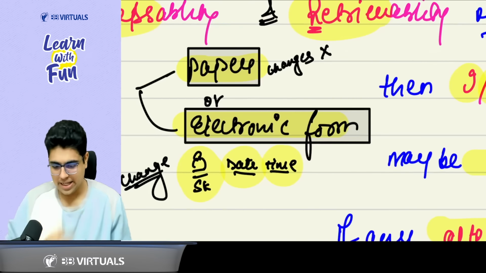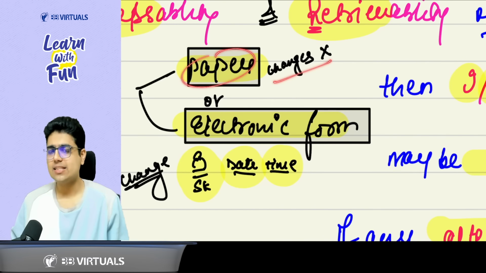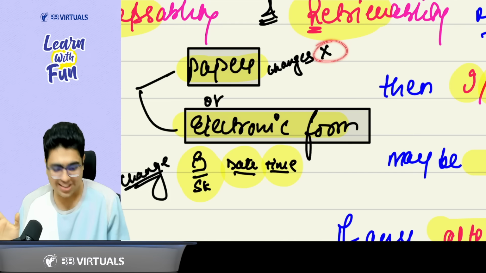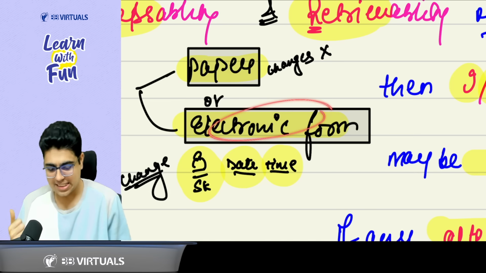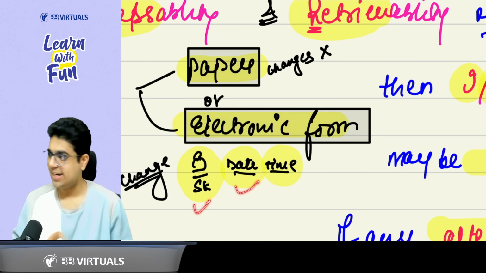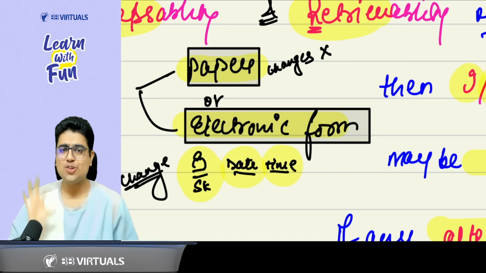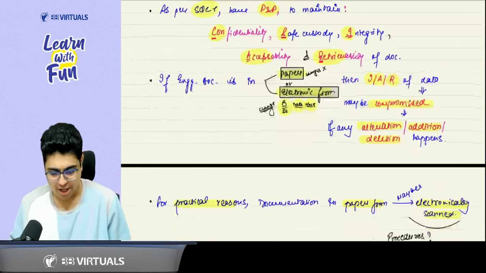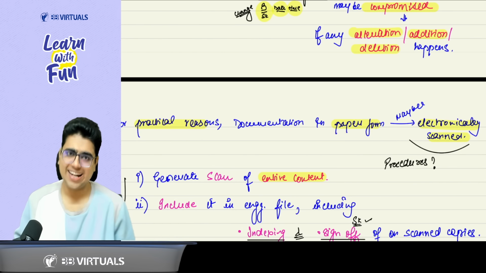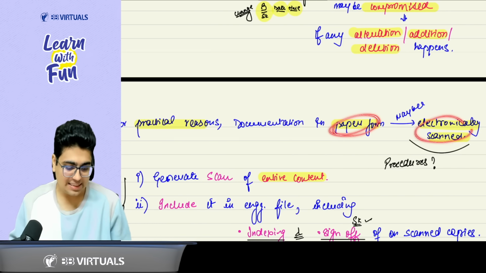Acha, tell me one thing. If in paper form I do any changes, will you get to know? No, sir. You will not get to know who did the changes or what were the changes done. But if I do any changes in the electronic form, now you will get to know. It was SK, sir. It was the date. It was the time. You get to know everything. So for practical reasons, whatever is in paper form is electronically scanned.